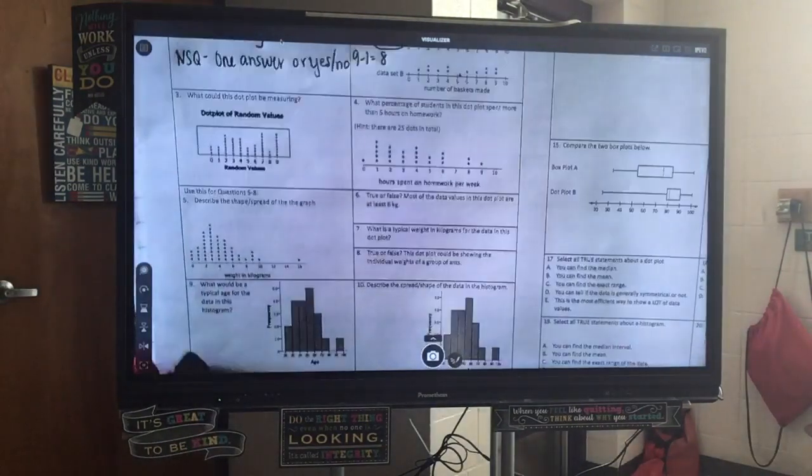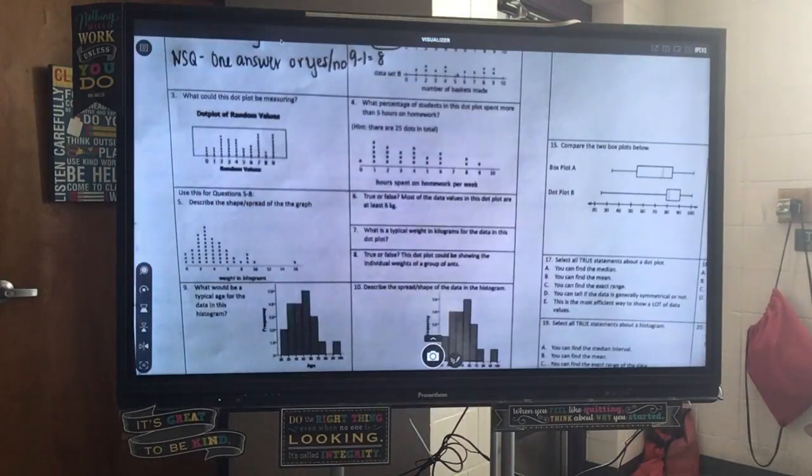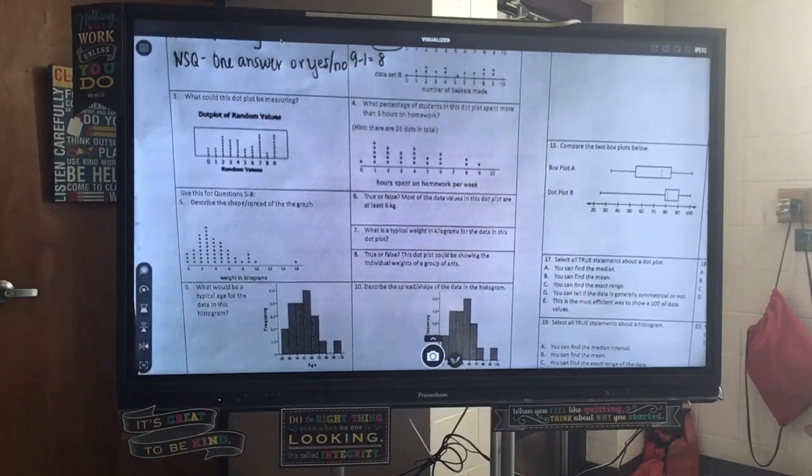Alright, looking at number 3, it says, what could this dot plot be measuring? So, what do we think? And there might be more than one answer for this, right? What do you think that this could be measuring? Cooper, thanks for volunteering. I had to skip that question. I couldn't think of it. You couldn't think of anything that it could measure? Nope. I couldn't.